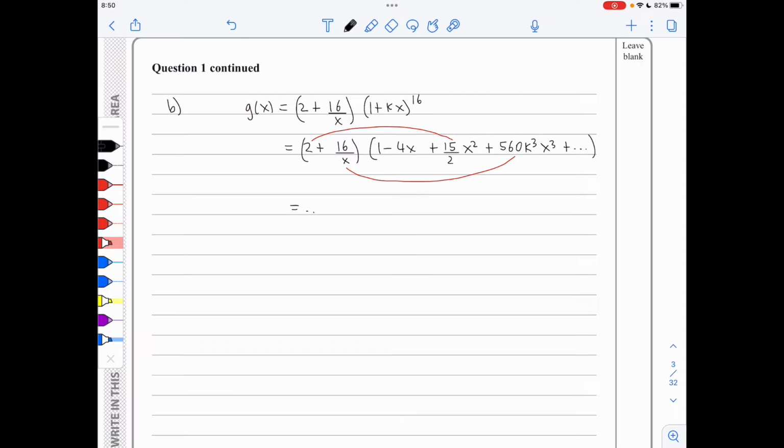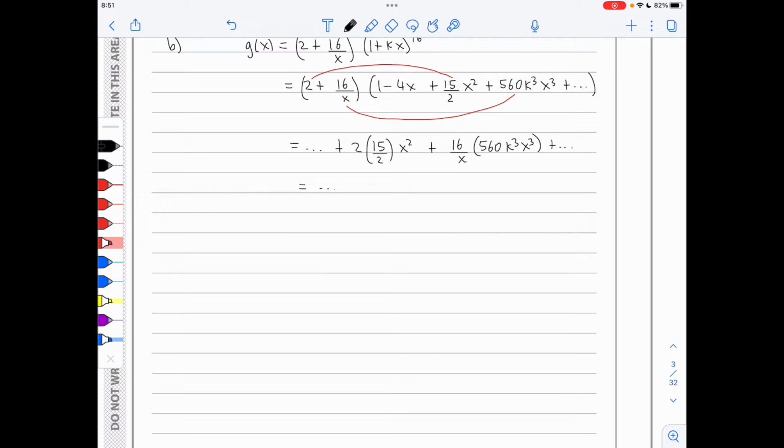So this will be 2 times 15/2 x² plus 16/x times 560k³x³. We know that k was -1/4. I will substitute this in, so it's 15x² plus 16 times 560 times (-1/4)³ times x² plus dot dot dot. The x³ with the 1/x gave me the x².